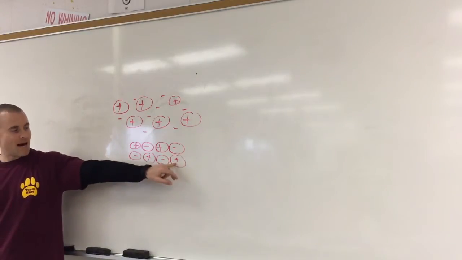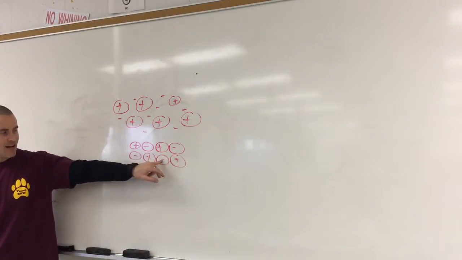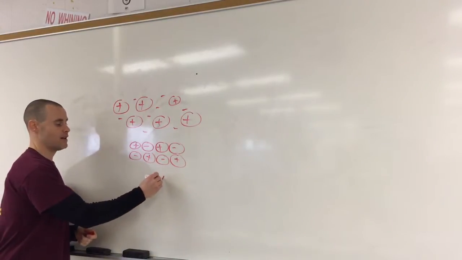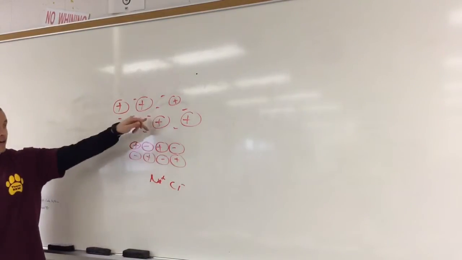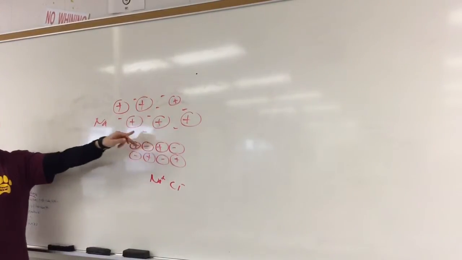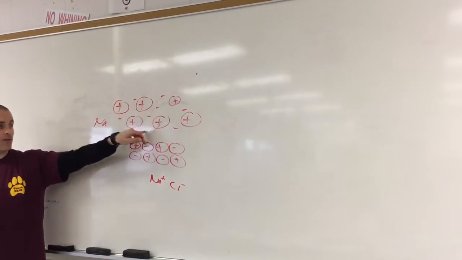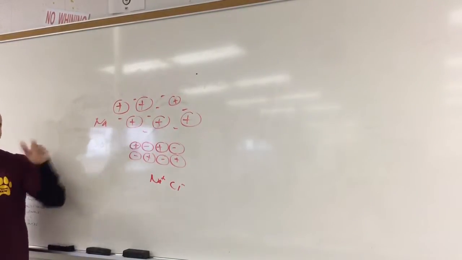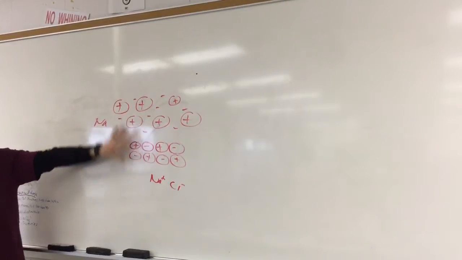Positive ion, negative ion. So these would be like Na plus, Cl minus. Here, this would be just Na, a piece of sodium, and these would be Na plus with the negative valence electrons. I feel like I'm saying the same thing over and over. I really hope you understand the difference.